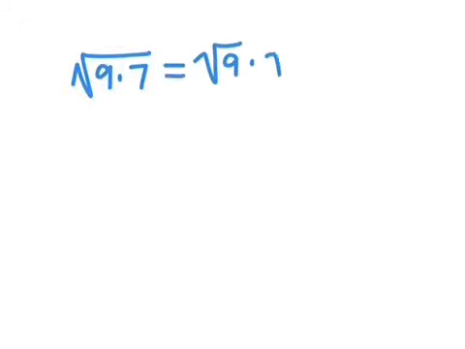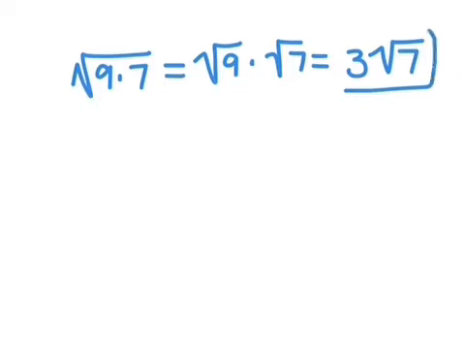If we're to take the square root of 9 times 7, that would be equal to the square root of 9 times the square root of 7. 9 is a perfect square, or 3, but we leave the 7 under the radical because it's not a perfect square. So your answer to that problem would be 3 times the square root of 7, and it would be written like this. We can use this property, the product property of square roots, to simplify radical expressions.